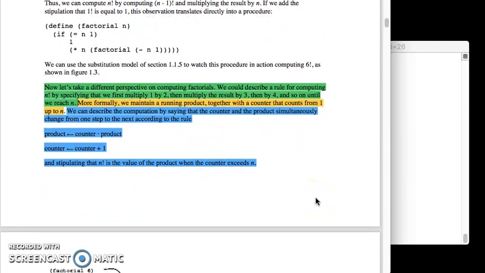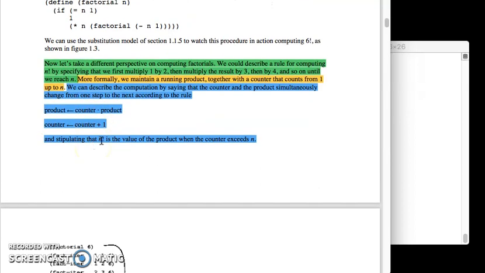We could describe a rule for computing n factorial by specifying that we first multiply 1 by 2, then multiply the result by 3, then by 4, and so on until we reach n. More formally, we maintain a running product together with a counter that counts from 1 up to n. We can describe the computation by saying the counter and the product simultaneously change from one step to the next according to the rule: product becomes counter times product, and counter becomes counter plus 1, and stipulating that n factorial is the value of the product when the counter exceeds n.